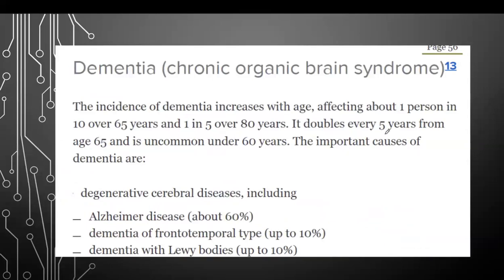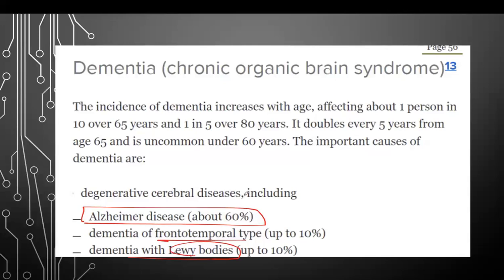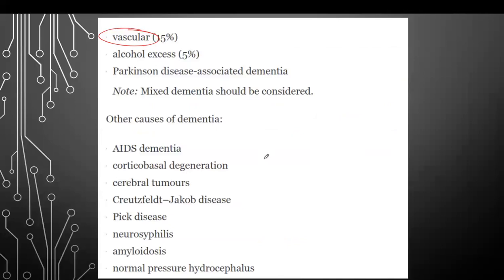So while we are talking about dementia, what are the types of dementia? So as I said, dementia is common once the patient becomes older, but the most common cause of dementia is Alzheimer's disease. About 60% of dementia is due to Alzheimer's. Then we have frontotemporal dementia, then Lewy body dementia, and we have vascular dementia. So these are the four common causes of dementia. So Alzheimer's, frontotemporal, Lewy body, and vascular. And there are lots of other causes as well.